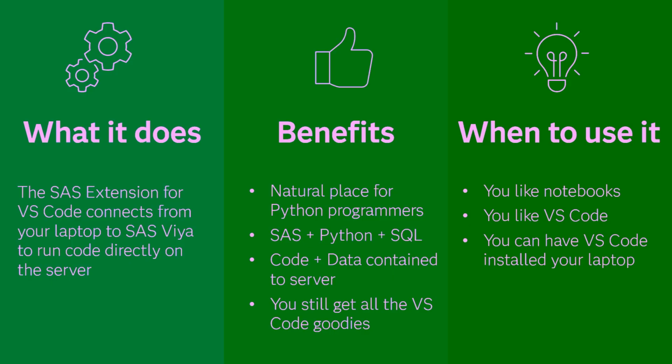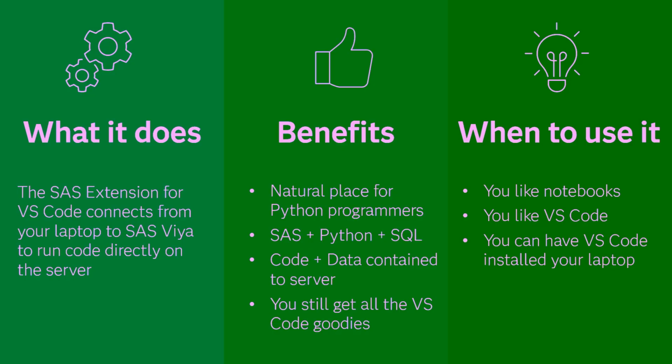You can use SAS notebooks. SAS notebooks are just like Jupyter notebooks, except you can run SAS, Python, and SQL, and now R all together within it. The code that you run and the data that you work with is contained entirely on the server, and you get all those VS Code goodies. So if you have GitHub Copilot, it will work right there. You will want to use this, I would say primarily, if you're allowed to install VS Code on your laptop. If you don't really have a locked down environment, go straight here.